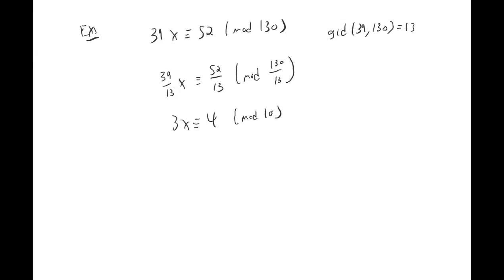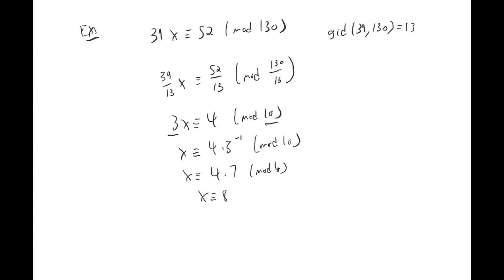This is easier to work with because now this is coprime, right? 3 and 10 have GCD 1. So this has a unique solution. Just multiply by 3 inverse. So x is congruent to 4 times 3 inverse mod 10. And all you do is figure out what 3 inverse is. It should be 7, right? Because 3 times 7 is 21, and 21 mod 10 is 1. So x is 8, because 28 mod 10 is 8.